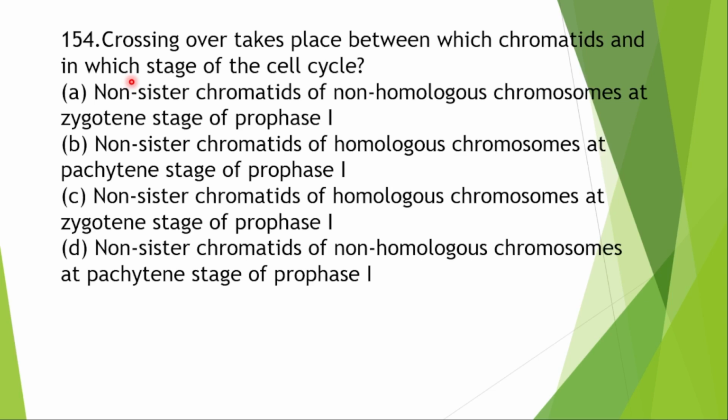154. Crossing over takes place between which chromatid and in which stage of the cell? Non-sister chromatid of the non-homologous chromosome at zygote stage of the prophase 1. No, it is not zygote, it's pachytene. Non-sister chromatid of homologous chromosome at pachytene stage of the prophase 1. Yes, this one is right.